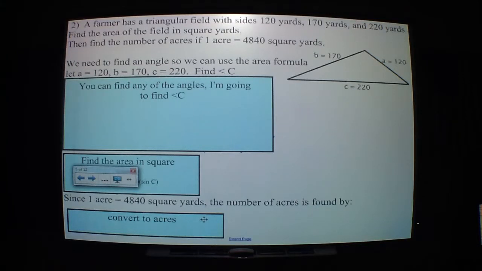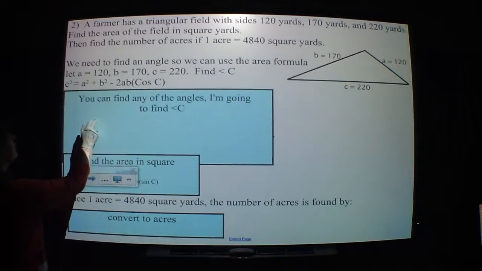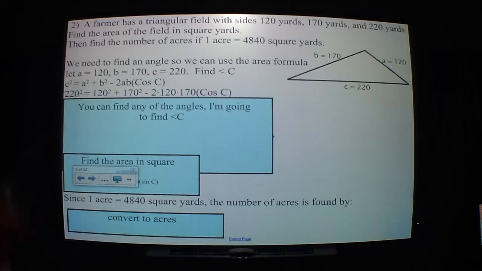Okay? So I'm going to find that largest angle first. So you know that c squared, the side squared, is equal to a squared plus b squared minus 2ab cosine of c. So that's what I have written here. There's my c squared. So 220 squared is equal to 120 squared plus 170 squared minus 2 times 120 times 170 cosine of c. Okay?